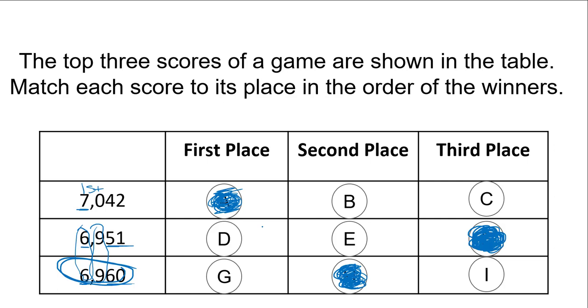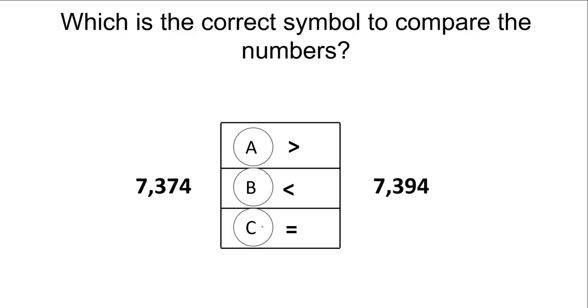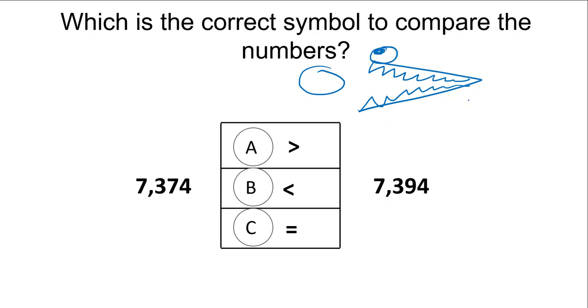All right, next question. Which is the correct symbol to compare the numbers? I'm comparing these two numbers. Okay, which one's greater and which one's least? I like to remind my students that the alligator mouth, with its big teeth, only likes to eat the big numbers. So his mouth is only going to open to eat the big numbers. If the big number is over here, he's going to eat the big number. But if the big number is over here, he's going to open up to eat that big number over there. No matter where it is, that's where he's going to open up to eat.